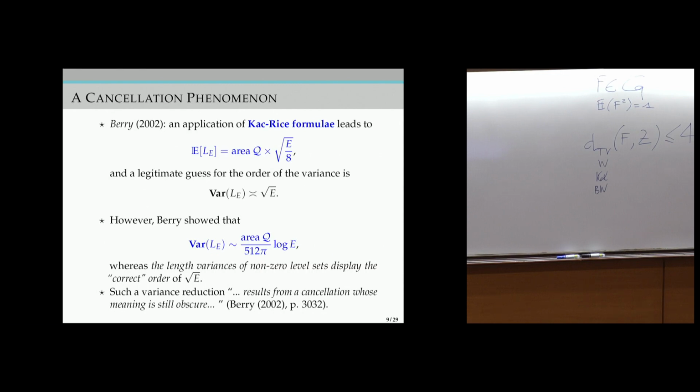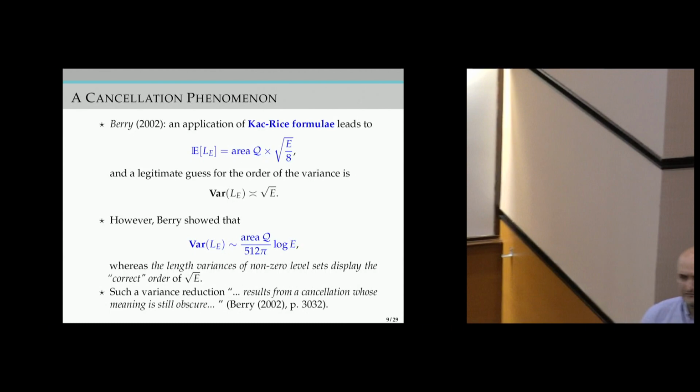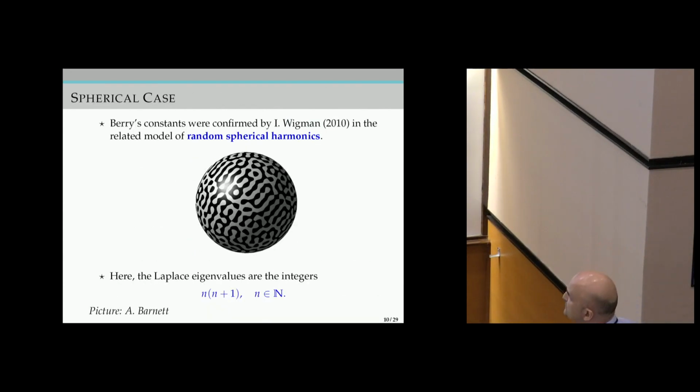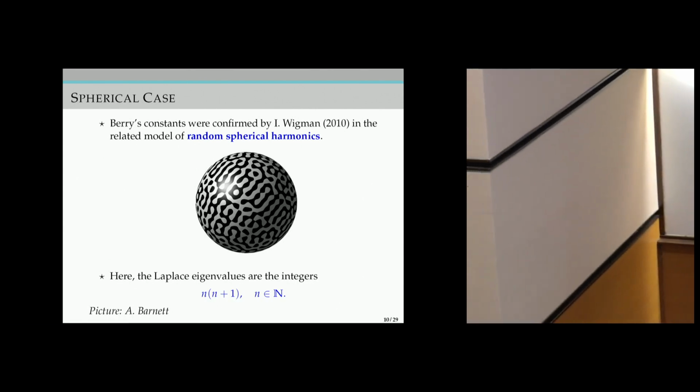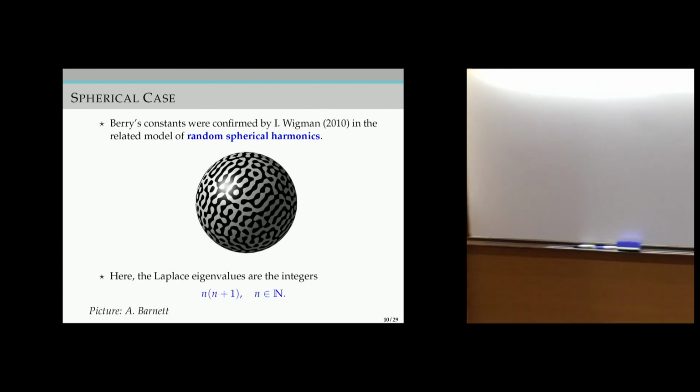And then, of course, you can do the same operation in other frameworks. Another framework where this cancellation was shown is the sphere. You take a sphere, and you take the equivalent of this random wave model, which is a model of random spherical harmonics. Spherical harmonics are orthogonal eigenfunctions of the Laplace operator on the sphere, and you can build Gaussian versions of them. And here the eigenvalues are n times n plus 1, or n times n plus 1 minus something, depending on how you look at eigenvalues. And you can play exactly the same game.